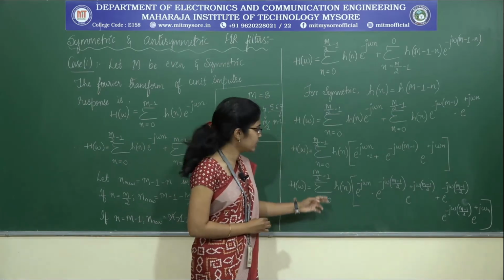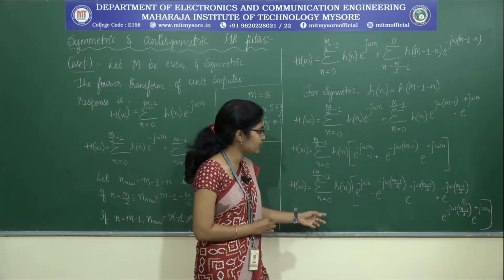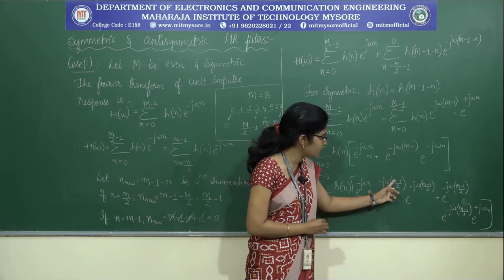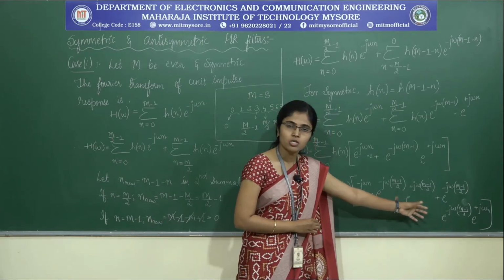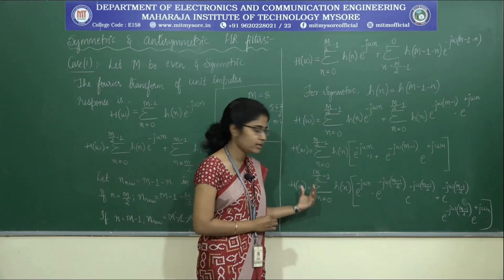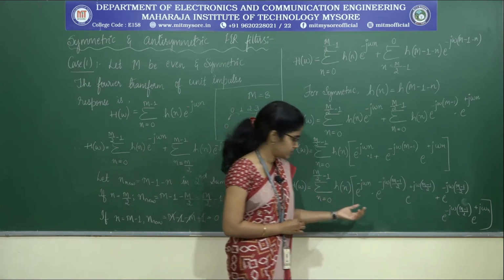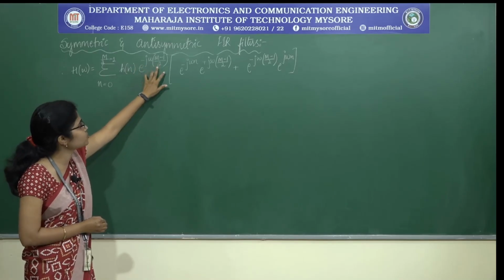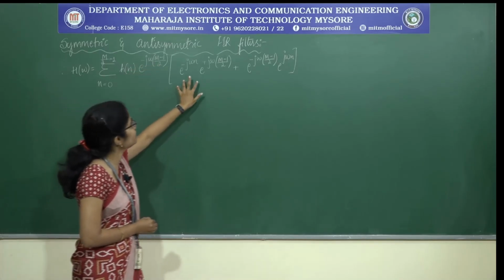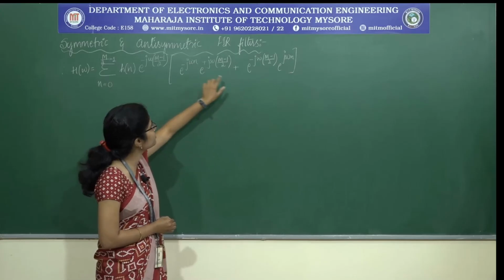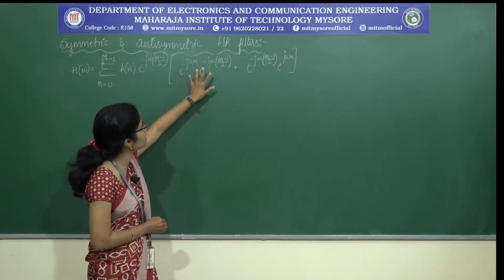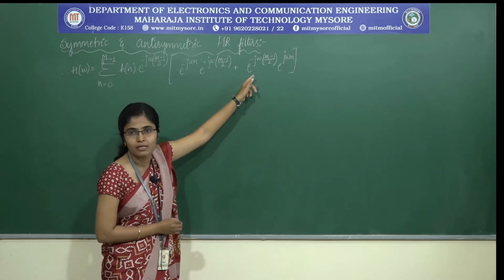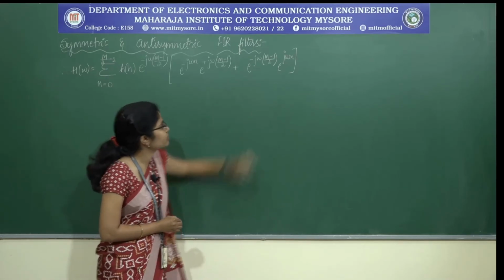Now looking into this equation, what is the common factor which we have? We have e power minus j omega m minus 1 by 2 in both the terms. So let us take that as a common factor and let us rewrite this equation. If I continue the derivation, I have taken e power minus j omega m minus 1 by 2 as a common factor. Now let us combine these two exponential terms, that is, I will take e power j omega as a common factor in these two. Similarly here I will take e power minus j omega as a common factor in these two.